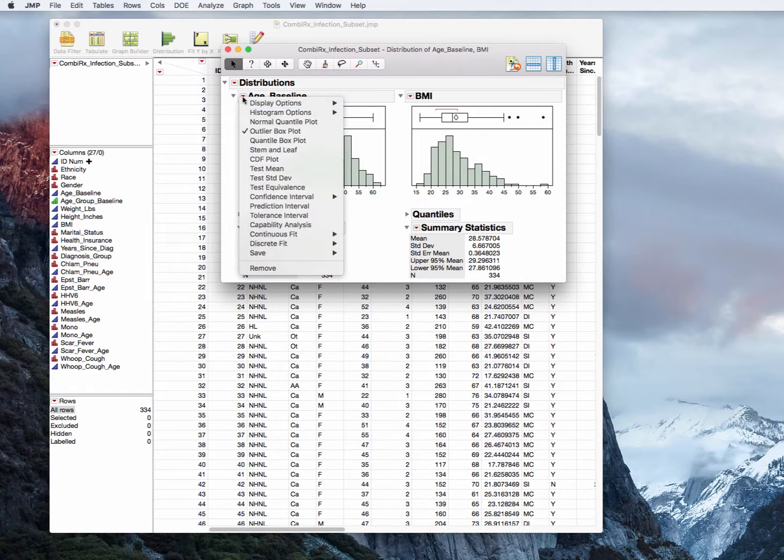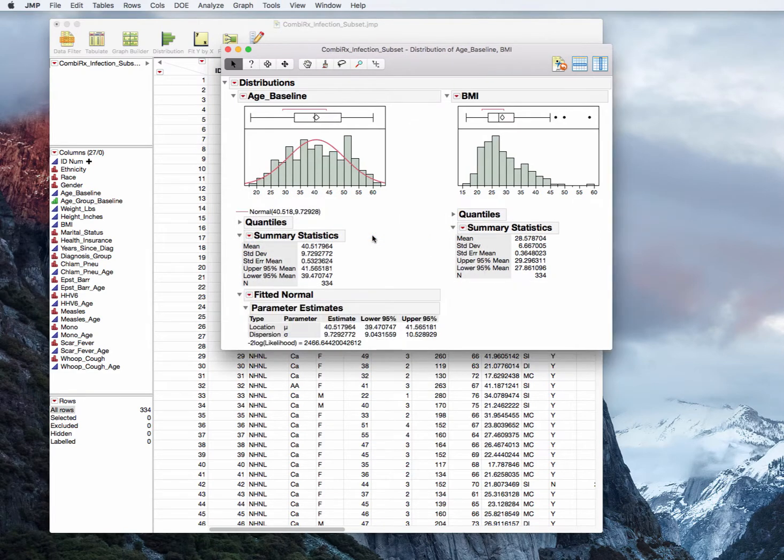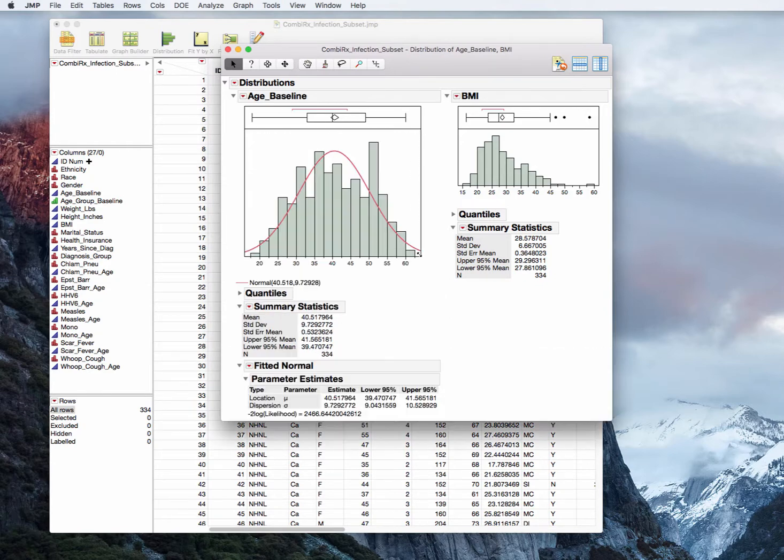So I am going to go under the red arrow and look for continuous fit and ask for a normal. And what you can see is that JMP will superimpose what the normal distribution with a mean of 40.5 and a standard deviation of 9.7 looks like. You can see here that we are higher than the red curve in some places and lower in some others, with the largest discrepancy being here in the 50 to 52.5-year-olds being much higher than the expected level if this were from a true normal distribution.